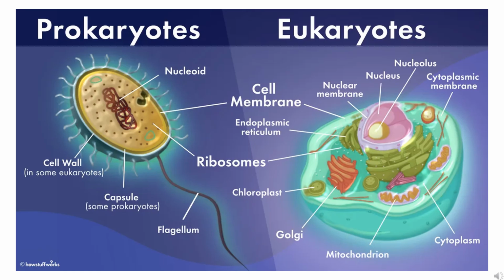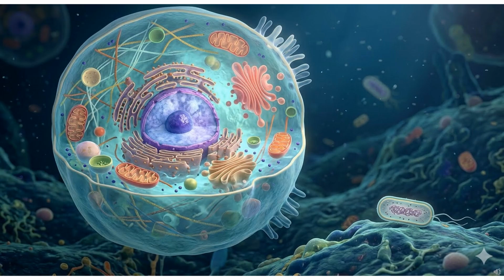While both cells use ribosomes to build proteins, a prokaryote's ribosomes float freely in an open room, whereas a eukaryote embeds them onto specialized highways like the rough endoplasmic reticulum. Because eukaryotes are highly compartmentalized, they can grow up to 10 times larger than prokaryotes.